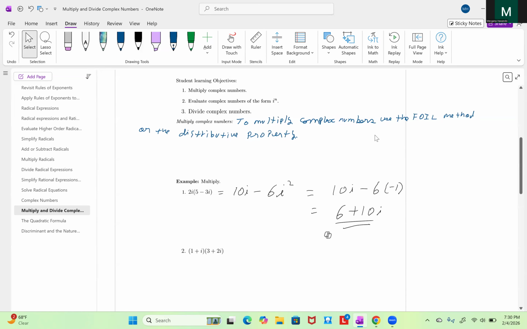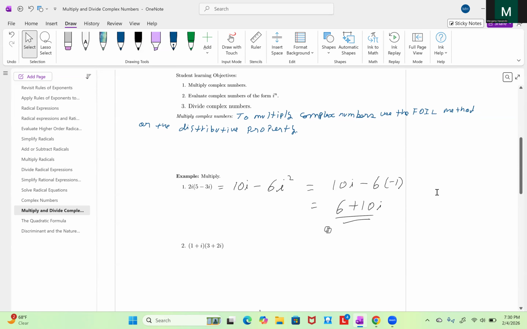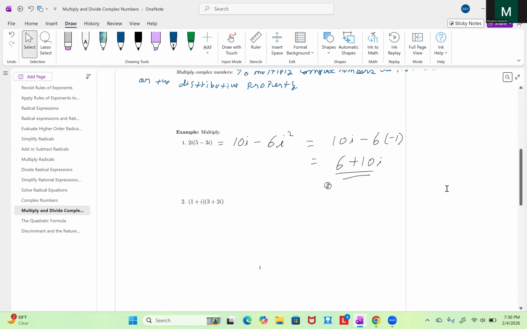Number 2, multiply 1 plus i times 3 plus 2i. We use FOIL here. 1 times 3 is 3. 1 times 2i is 2i. i times 3 is 3i. i times 2i is 2i squared. This here is equal to 3 plus 5i, since 2i plus 3i is 5i.